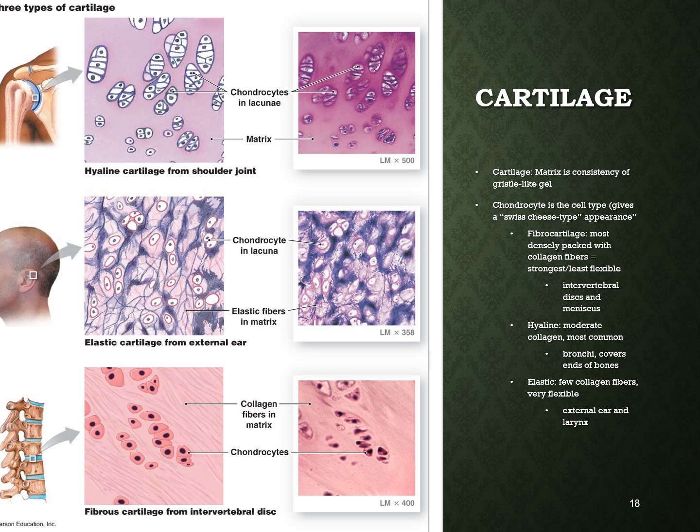The second type of cartilage, hyaline cartilage, has a moderate amount of collagen fibers, and it is also the most common. It has a medium type of flexibility, and areas where it can be found are the bronchi and the ends of the bones. Lastly, elastic cartilage is the most flexible because it has the fewest number of collagen fibers. And examples of elastic cartilage are the ear. Your ear is very bendable and flexible, and also in the larynx or the voice box.